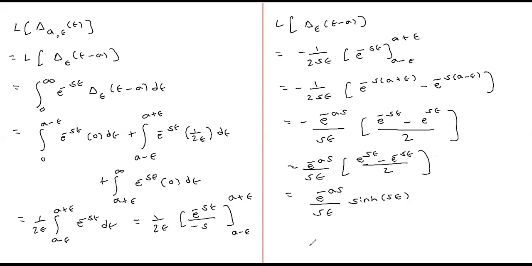Okay, so that is the Laplace transform of the delta function. This is the impulsive function. Therefore Laplace of delta epsilon of t minus a is equal to e power minus as by s epsilon sin h of s epsilon.